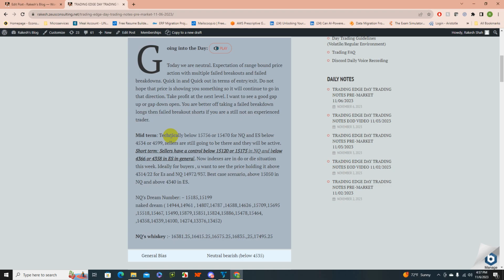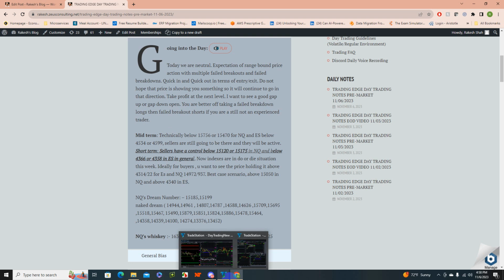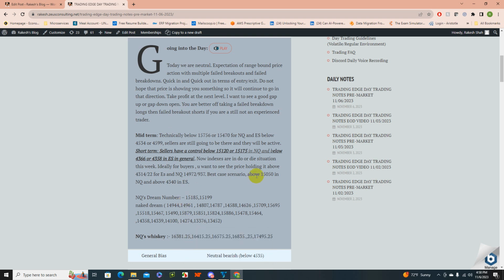It's 4:57 p.m., almost 5 p.m., Monday, November 6th. After last week's upward movements, right? So expect some pause today, and tomorrow you may see some pause too. So today we are neutral for that reason. I was thinking about the pause. So the expectation is range-bound price action with multiple failed breakouts and failed breakdowns, right?